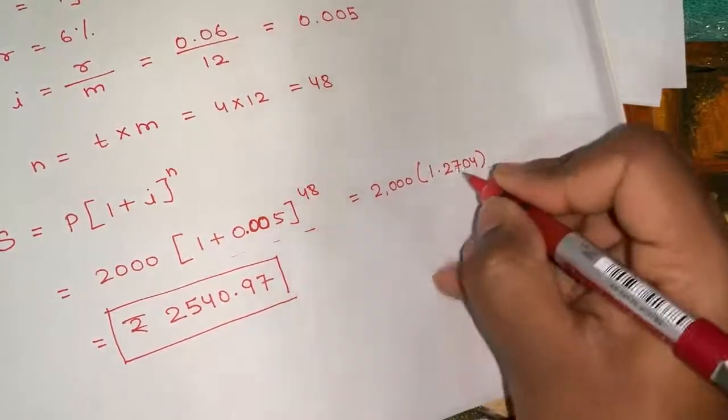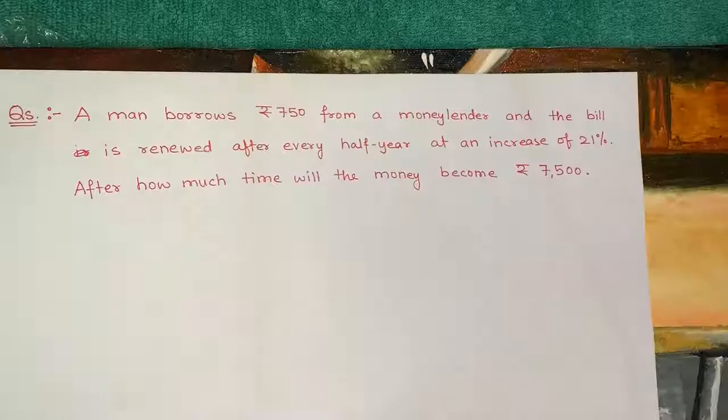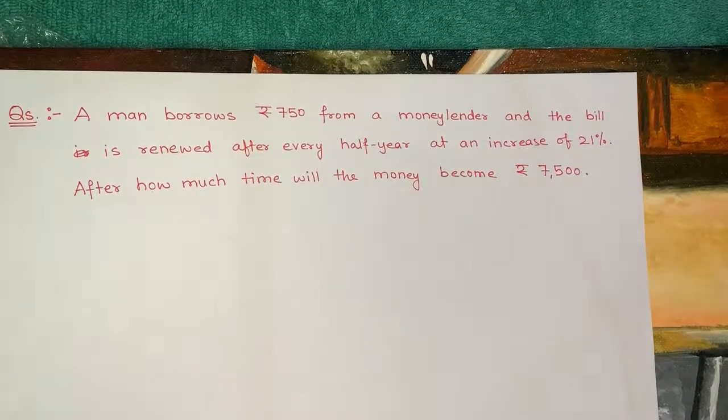1.2704. This is what we have got from the table. Multiply this, you will get the same answer. Now let's solve one more question of compound interest and then we will move ahead.